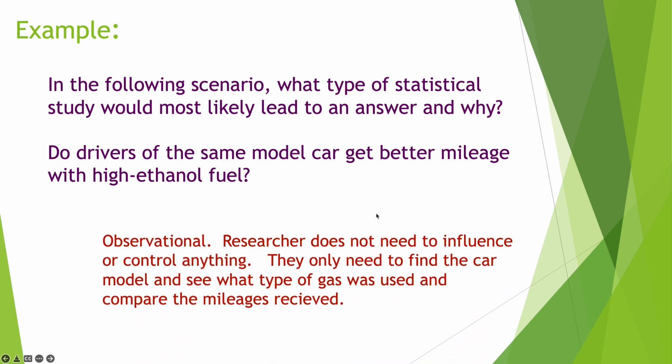So, all right, this is observational. The researcher doesn't need to influence or control anything. All they do is look back. They get the answers afterwards. They say, okay, what kind of car do you drive? What's your mileage? So you're looking back on it. It's retrospective, which makes it observational. They're observing the mileage that each of these cars get and whether or not they used ethanol gas.